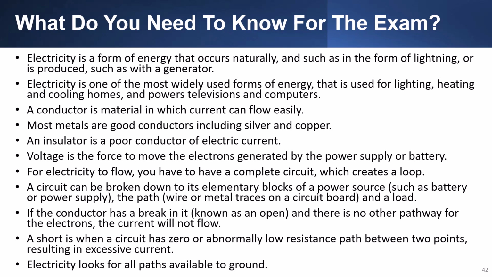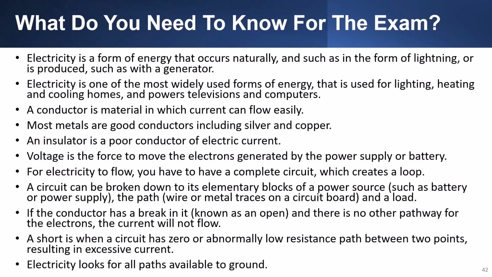In summary, electricity is a form of energy that occurs naturally, such as in the form of lightning, or is produced, such as with a generator. Electricity is one of the most widely used forms of energy that is used for lighting, heating, and cooling homes and powers televisions and computers. A conductor is material in which current can flow easily. Most metals are good conductors, including silver and copper.